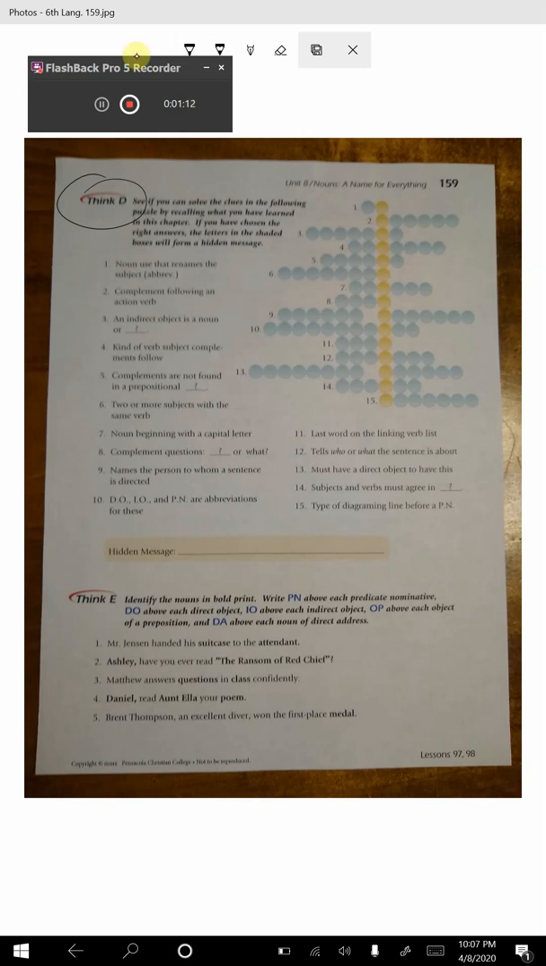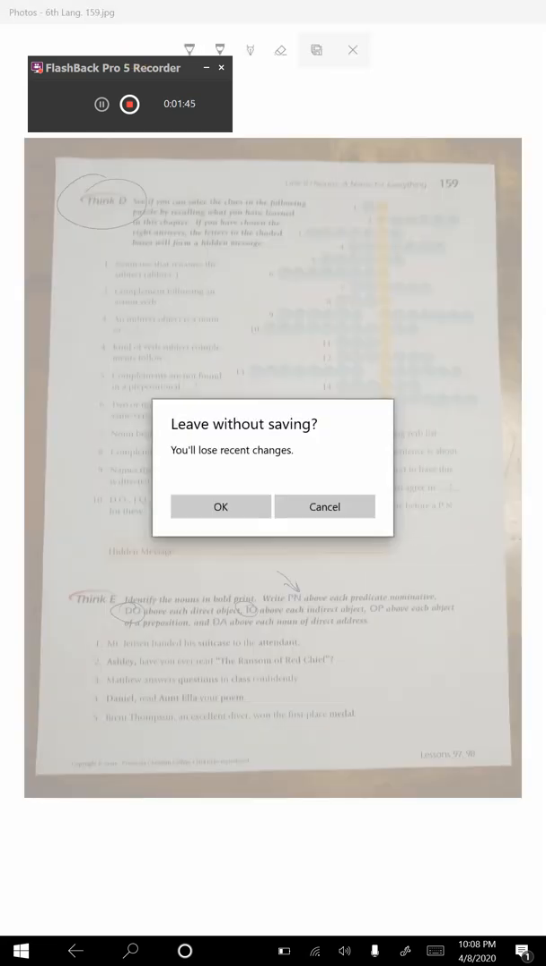Down on Think E, you're going to identify the nouns in bold print. You're going to write predicate nominative. Remember, a predicate nominative comes after a state of being verb. A direct object, an indirect object, they come after an action verb. And then object of the preposition comes at the end of a prepositional phrase, obviously. And the direct address is when you say someone's name in the sentence that you're saying. I think I'm going to let you do that on your own. Let me look at the next page.